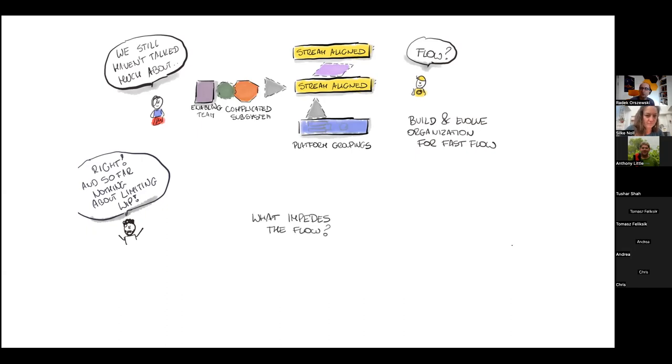So we know that the design will change. And if we build organizations for fast flow, we should also be aware of what actually impedes the flow. What impedes the flow are all the things: people, dependencies, politics, technology. You can create a long list of items impeding the flow. If we look at team topologies, what they say very often is that the thing that impedes the flow is something that we call a high cognitive load.